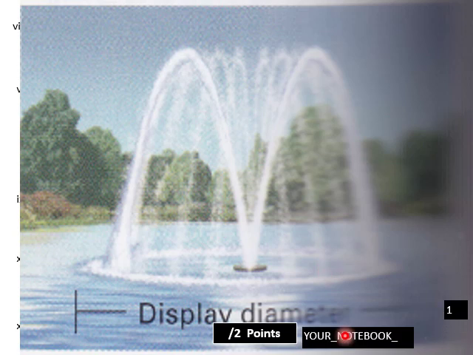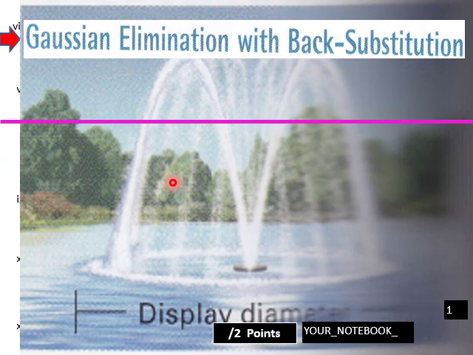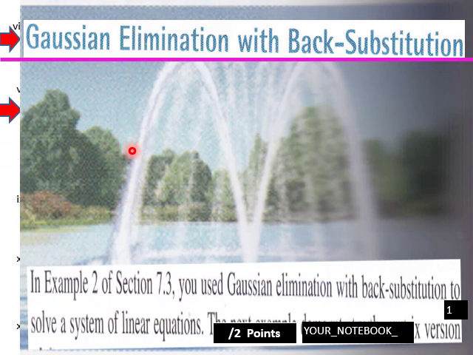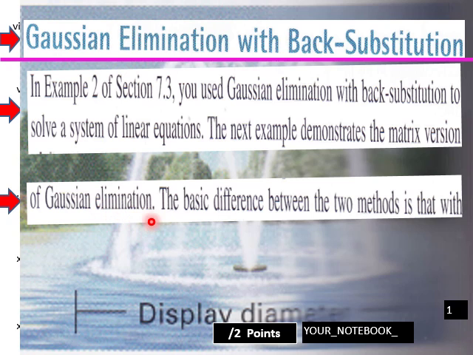And then we're going to go right into a notebook slide here, part 2, Gaussian elimination with back substitution. In example 2 of section 7.3, the section before, you used Gaussian elimination with back substitution to solve a system of linear equations. The next example demonstrates the matrix version of Gaussian elimination. So we're going to go into the matrix version.